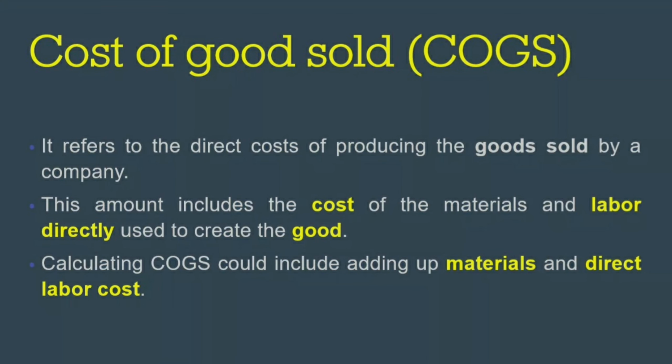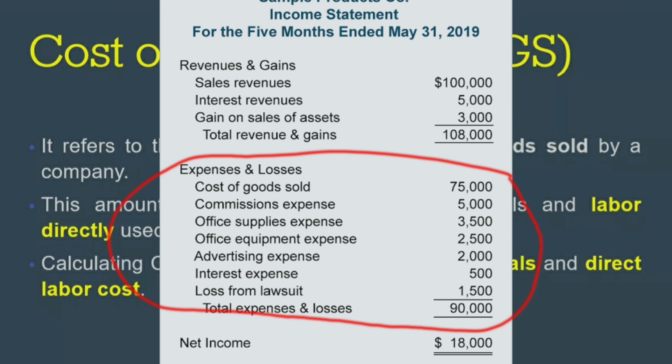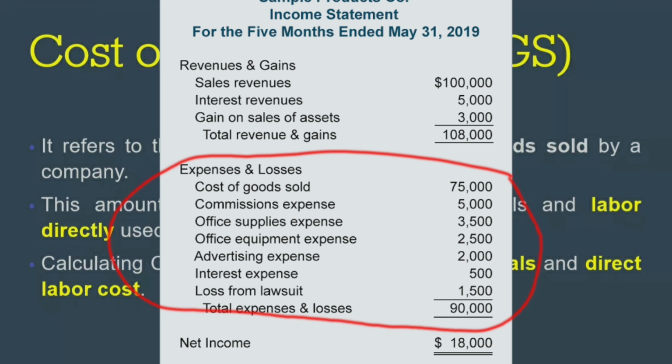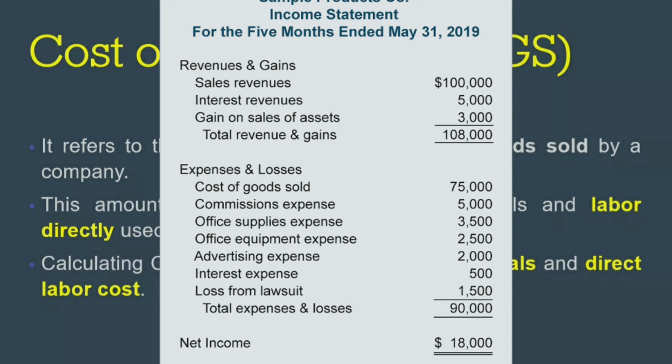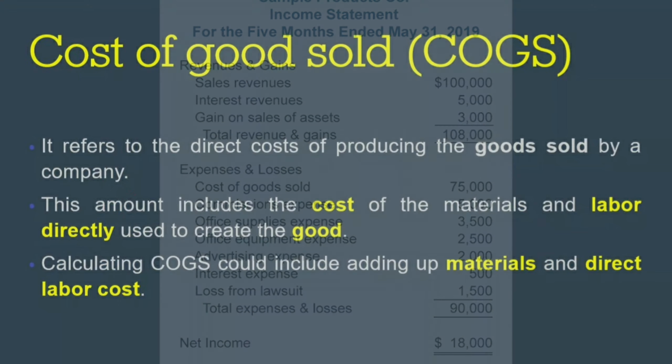Pangalawa, yung cost of goods sold or tinatawag nating COGS. It refers to direct costs of producing the goods sold by a company. This amount includes the cost of materials and labor directly used to create the good. Ibig sabihin, kapag kino-compute mo yung COGS or cost of goods sold, ay kailangan ipagsama mo yung cost of materials and yung direct labor cost. Kasi hindi lang naman materials yung binibili mo, pati yung mga gumagawa ng produkto mo, binabayaran mo rin yon. So kasama yon sa cost of goods sold.